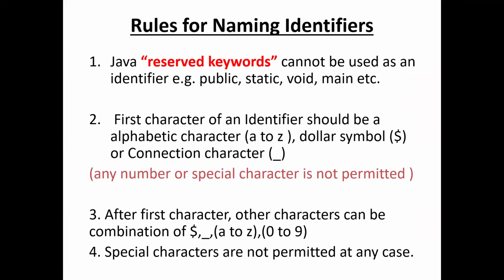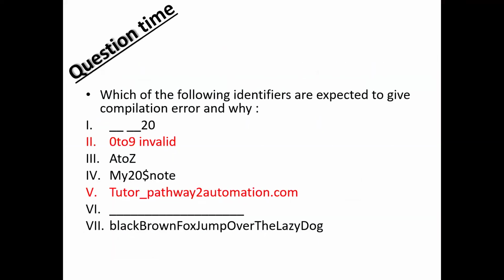Number two is from the second rule. It says the first character of an identifier should be an alphabetic character A to Z, a dollar symbol, or an underscore. The first character we have here is an underscore. So is it valid or invalid? Valid. So for the second rule, is it going to be a compilation error or not? Valid or invalid?